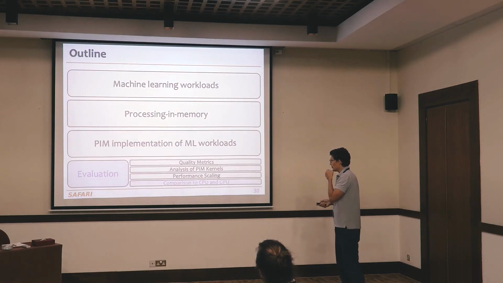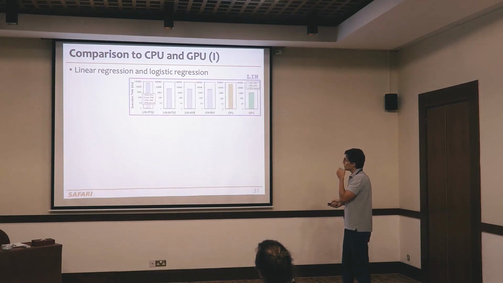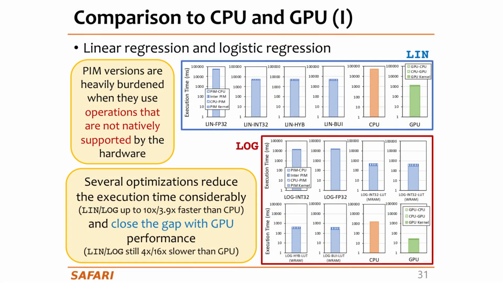And then finally, for the comparison to CPU and GPU, here I have comparison results for linear regression and logistic regression. In both cases, the GPU is faster. The A100 GPU is faster because GPUs, or their hardware, have been optimized for computation for decades.